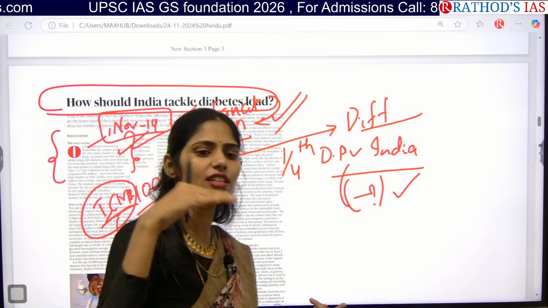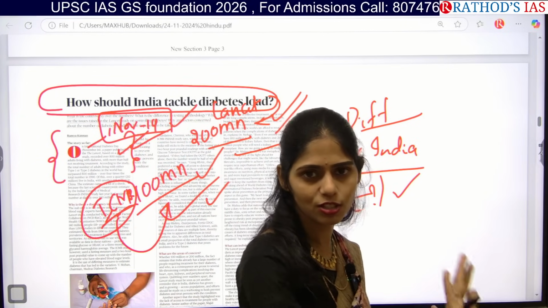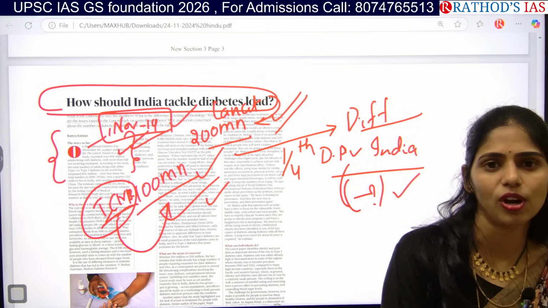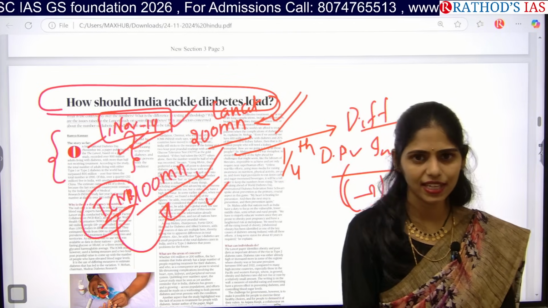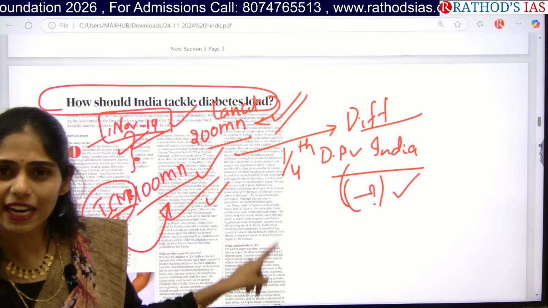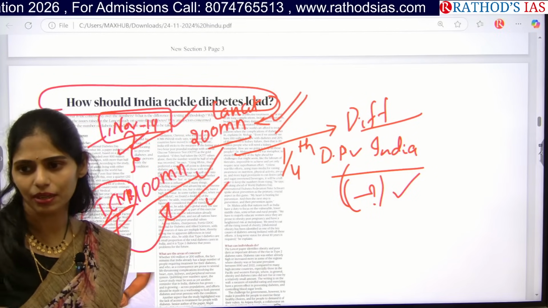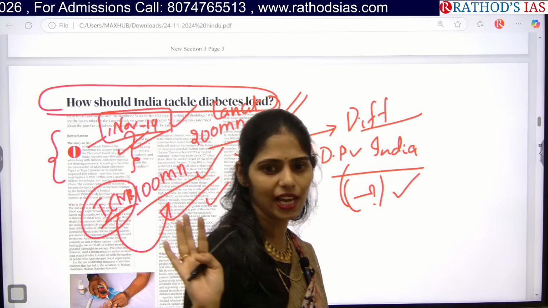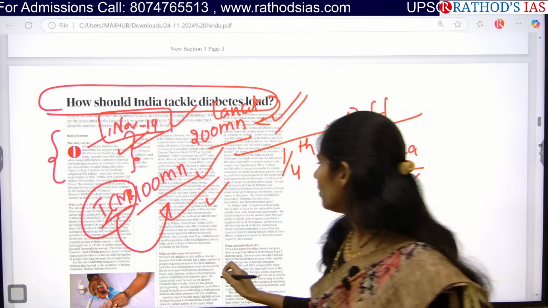Type 2 is where insulin is produced, but you will have resistance to this insulin. And type 3 is called gestational. That means during pregnancy, a pregnant woman will get diabetes. Actually in India, type 2 diabetes mellitus is rising day by day, not type 1 or gestational diabetes mellitus. Okay, now let us see this article.